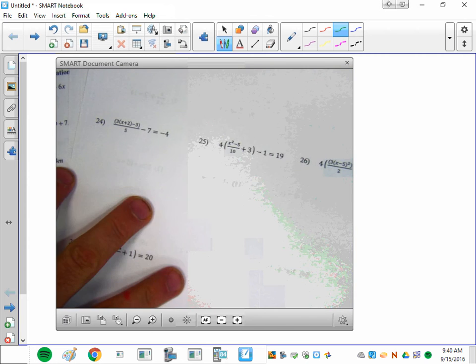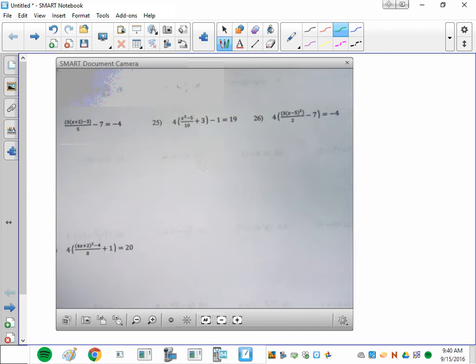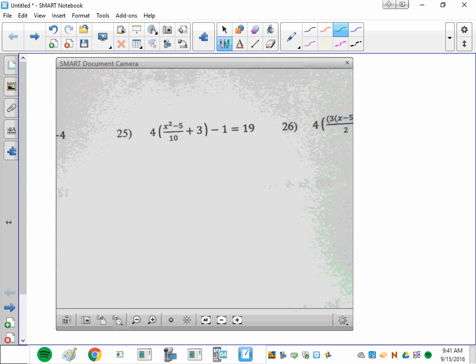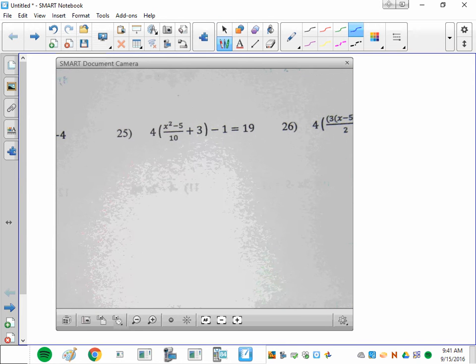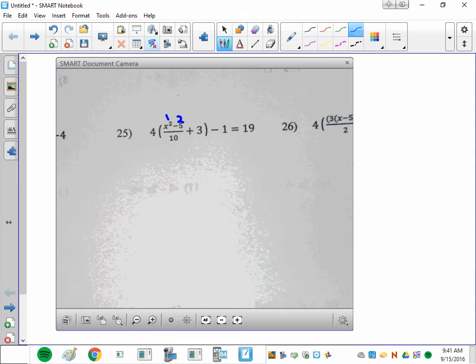Take a look at, say, number 25. I'm not going to solve this for you, but I will go through the order. Of all the operations on there, what is the first thing that happens to x? Squared. That's step 1. What's the second thing that happens to x? -5. That's step 2. Next would be 10. And then, so 3 would be step 4. Multiply by 4 would be step 5. And then the 1 would be step 6.